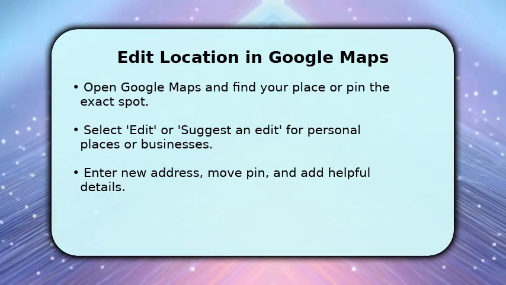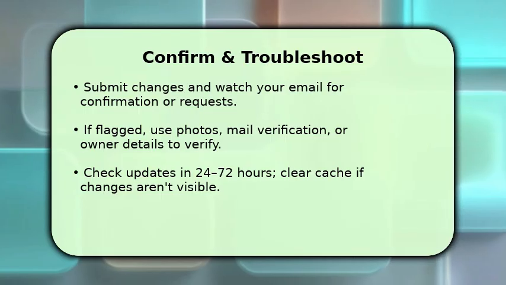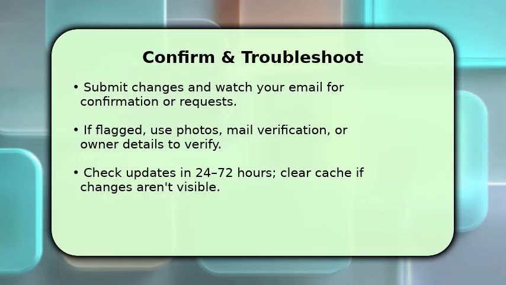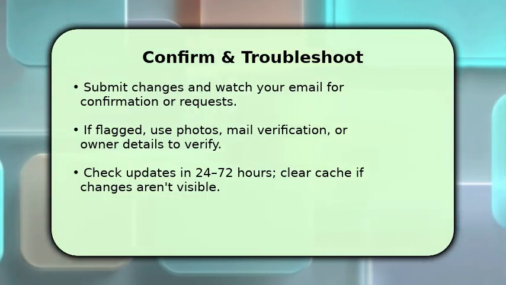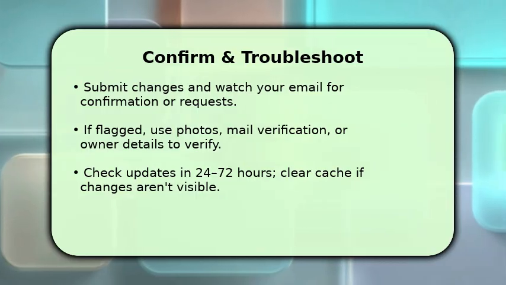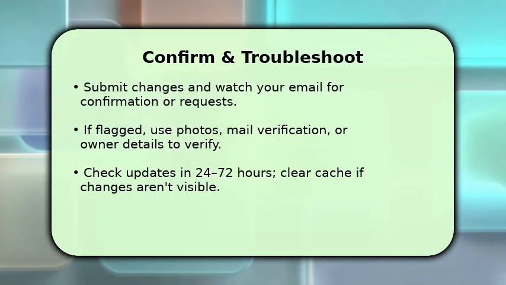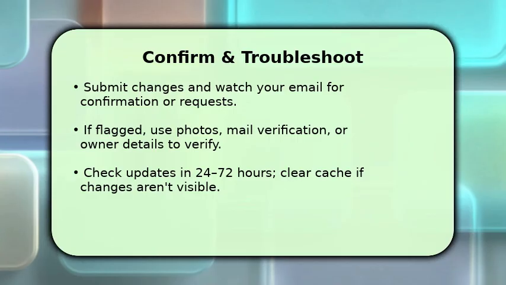You submit the updated location and immediately monitor your email and Google notifications because Google may request verification. If the edit is flagged, provide supporting photos, a business owner verification postcard, or official documents to prove the address. This speeds approval. Make sure to follow any instructions precisely and wait 24 to 72 hours for changes to appear.